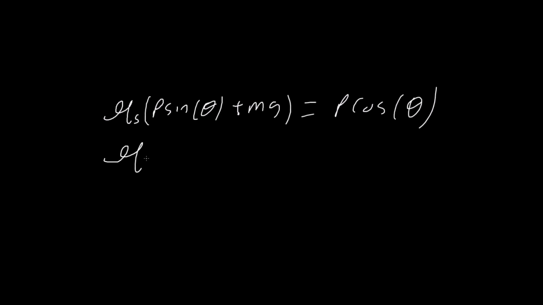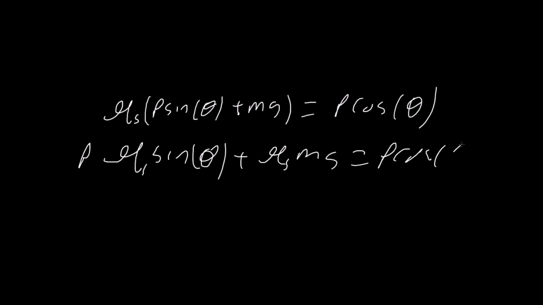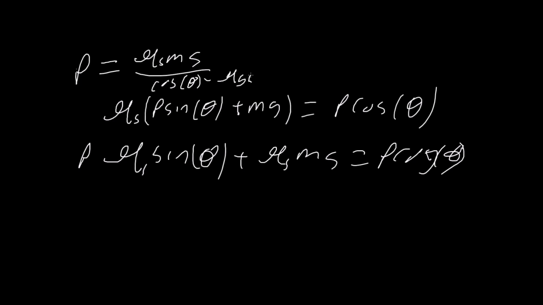So the coefficient of static friction times P sine of theta plus mg equals P cosine of theta. You guys can do the math, right? Therefore, P would have to be equal to the coefficient of static friction times mg, over cosine of theta minus the coefficient of static friction times sine of theta.